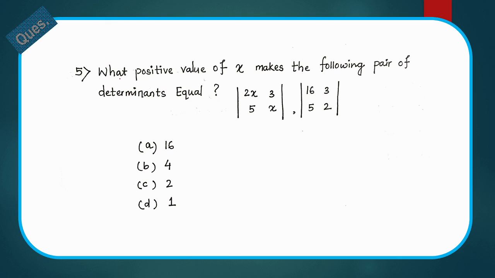Coming to the next question, it asks what positive value of x makes the following pair of determinants equal. These are the two determinants. So it is asking, if these two determinants are equal, then what is the value of x. These are the options.